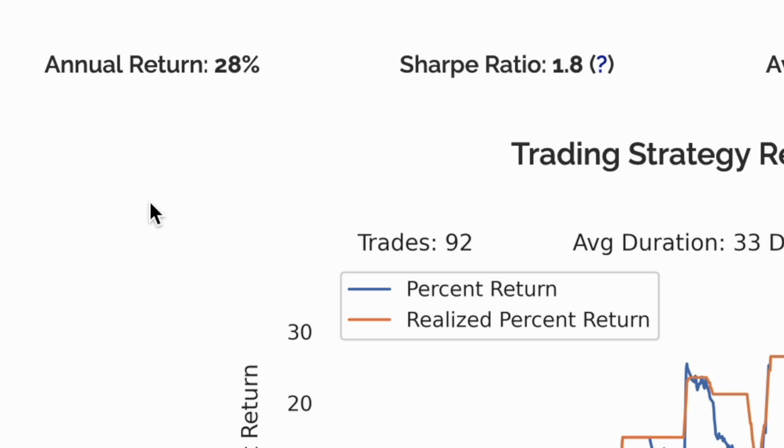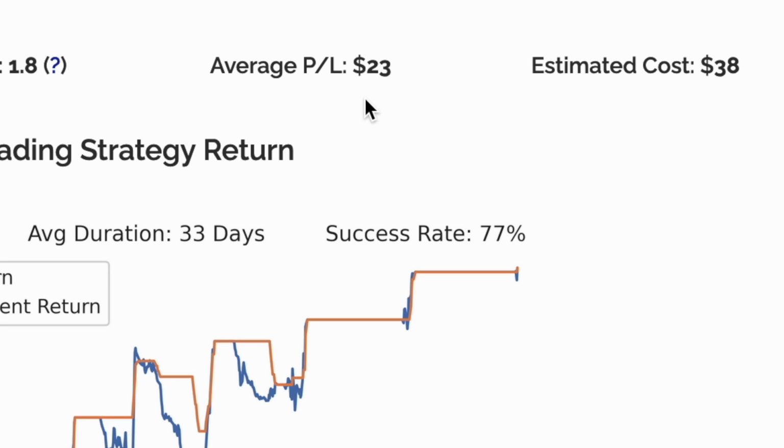Let's find a trade. This trading strategy has an average annualized return of 28% and a Sharpe ratio of 1.8. Sharpe ratio is returns above the risk-free rate divided by the standard deviation of returns. The average profit and loss from opening this position historically was $23, and Helium thinks this would require $38 of capital to open this trade.